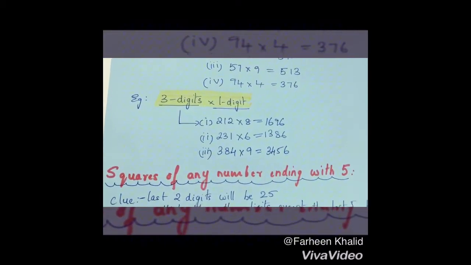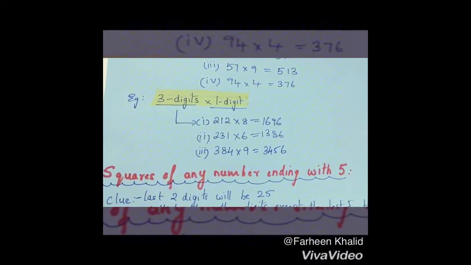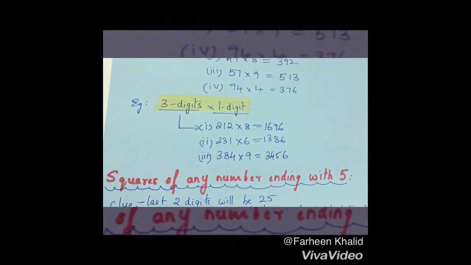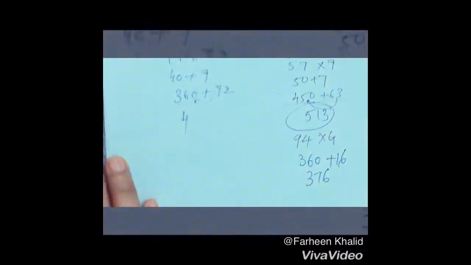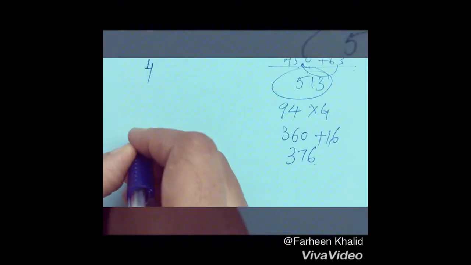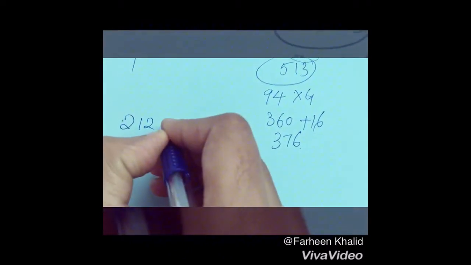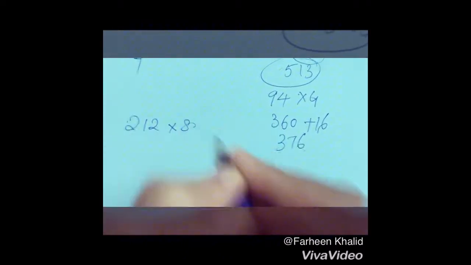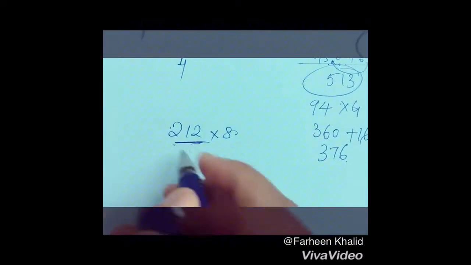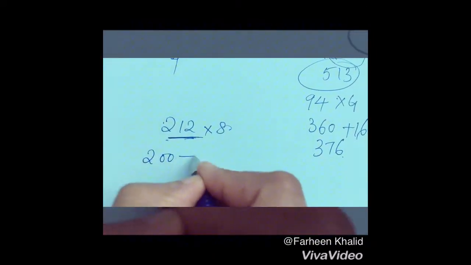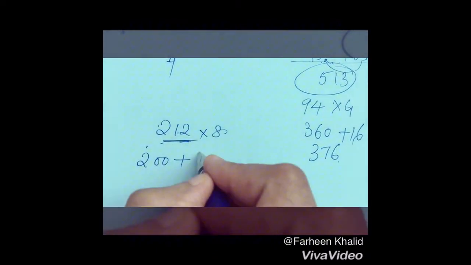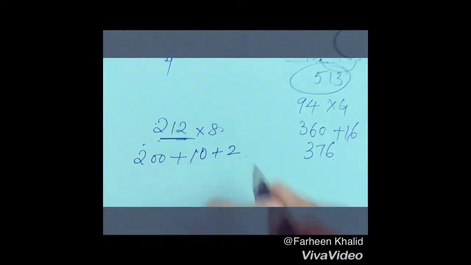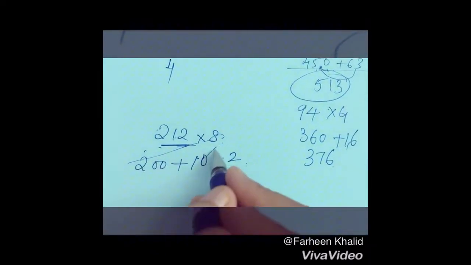Now let's go to the next part, which is the same kind of multiplication, but it is a 3-digit times 1 digit. Okay, so what do we do here? The same thing, but this time we have a hundreds place. The first example here is 212 times 8. So we split this number in a similar way, which is 200 plus 10 plus 2. So now when you multiply this, it becomes super easy.